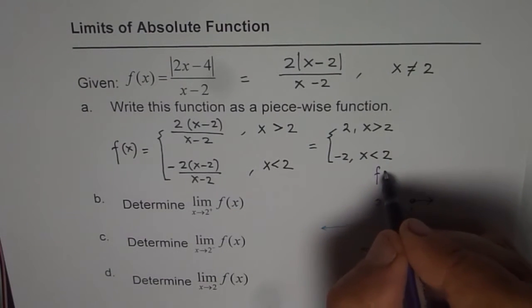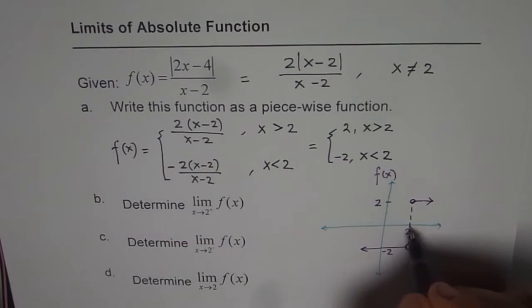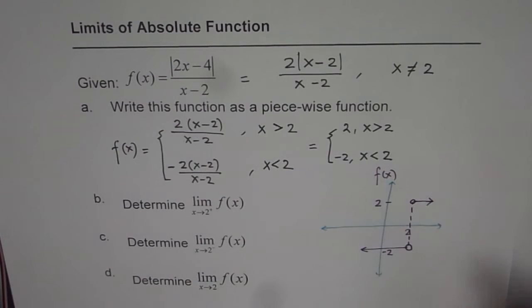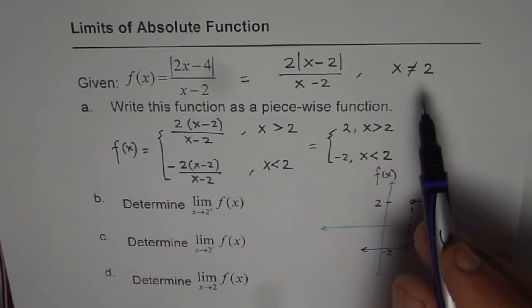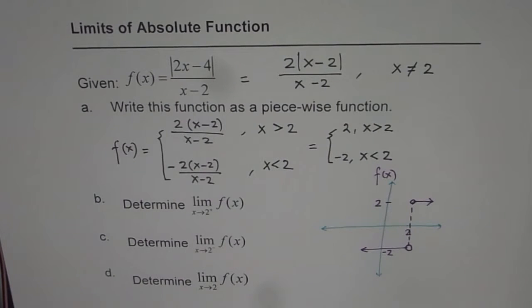So that is how our function f of x is, right? At 2, it is not defined. We have a hole at 2. So you should clearly mark that hole. That is the restriction on the function. Now let us answer the questions.